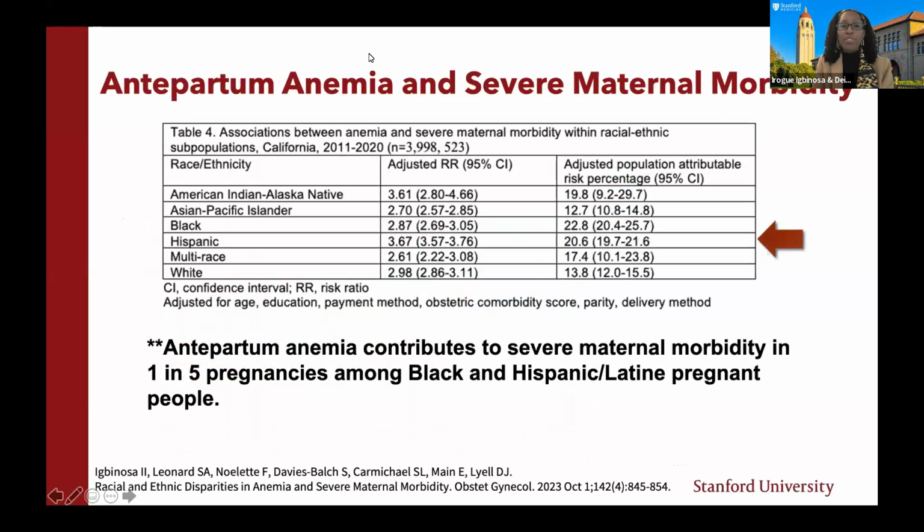And so some more of this work, and I'll walk you through this graph. The key point is anemia contributes to about 1 in 5 cases of severe maternal morbidity, those near misses, among Black and Hispanic patients. And so by race and ethnicity, we look at this adjusted population risk percentage, and that just tells us how many people in this group are having severe maternal morbidity because of anemia. So among our American Indian, Alaska Native group, it is almost 20%. Among our Asian Pacific Islander group, about 13%. Among Black, about 23%, Hispanic, 21%, and so forth.